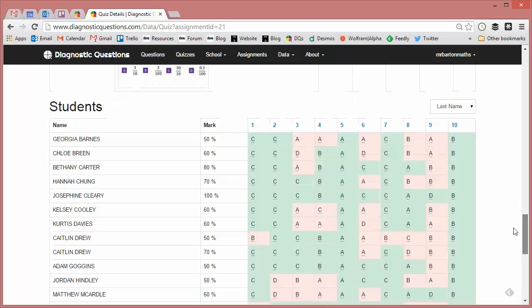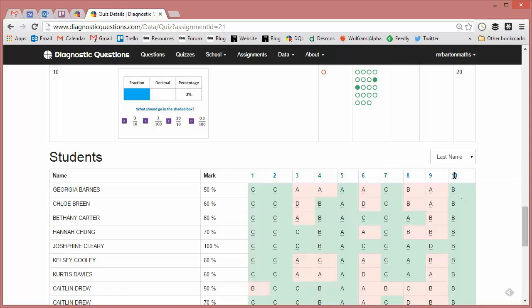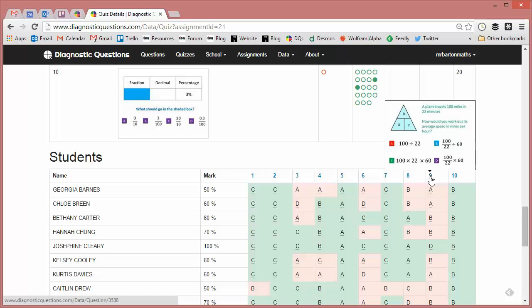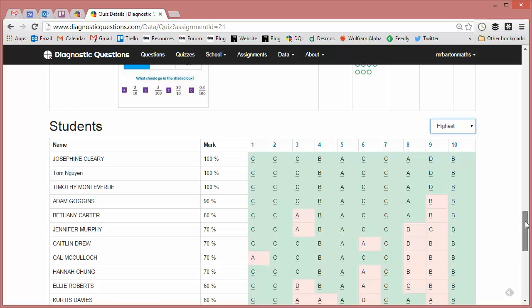If I scroll down, I get my entire class there. They're arranged in alphabetical order by surname. I can change that if I want, and that gives me a picture of their overall performance. So I can immediately see something like question 10 is causing no problems whatsoever to my students, whereas something like question number 6 or the one we were just looking at, question number 9, are causing no end of trouble. So we need to look at them in more detail. Incidentally, I can also rearrange these into highest performing, lowest performing, and so on.